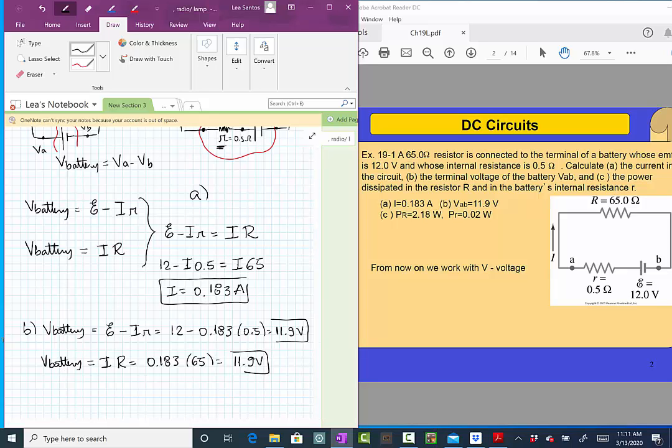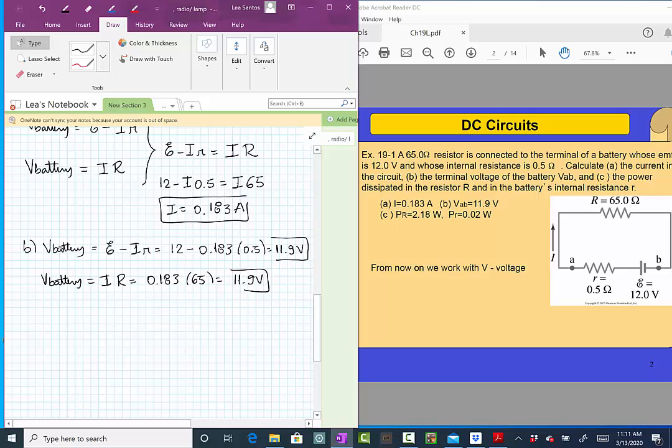All right, now we come to the final question, question C. Let's see what is question C. The power dissipated in the resistor R, okay, our device, and the power dissipated in the battery's internal resistance, little r. Okay, so what is the power of each one?